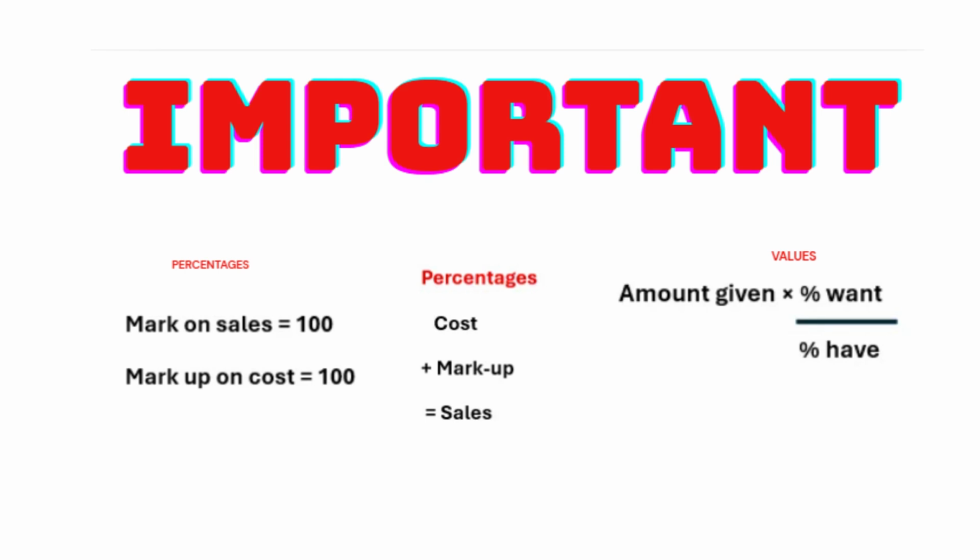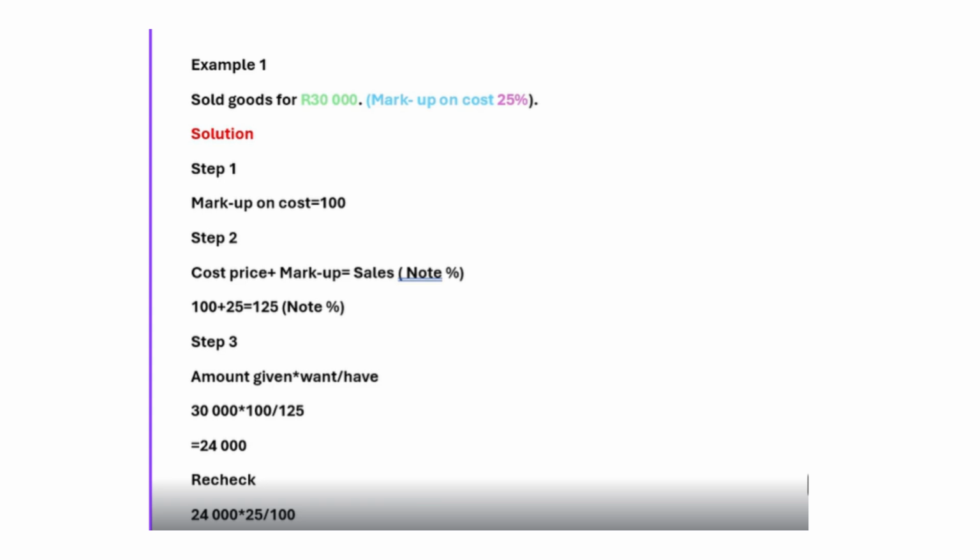The example says that the person sold goods for 30,000 with a markup on cost of 25%. So we will be doing the transaction step by step. For step 1, we determine whether the markup is on cost or on sales, and we can clearly see that our markup is on cost, which means that cost is 100%.